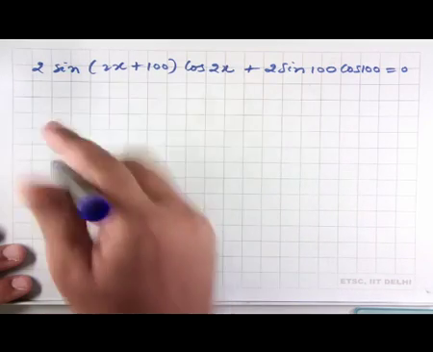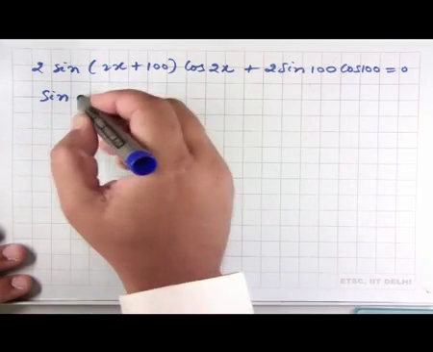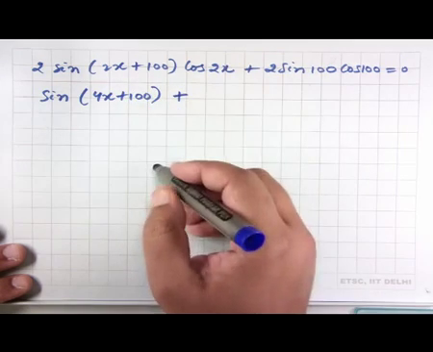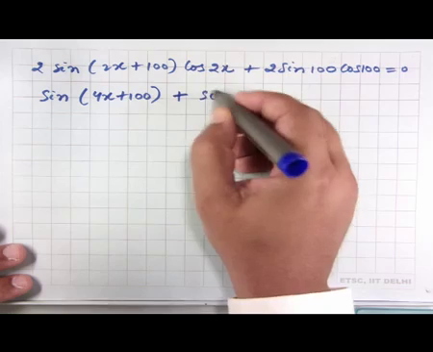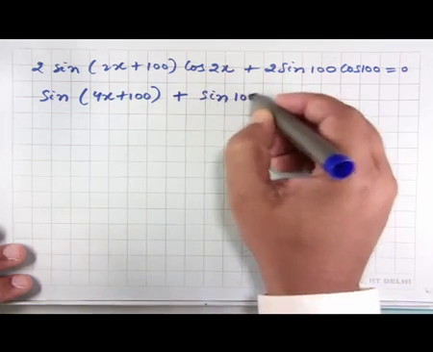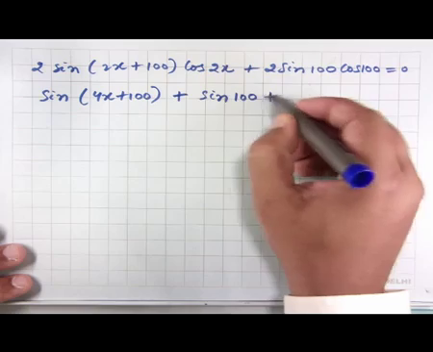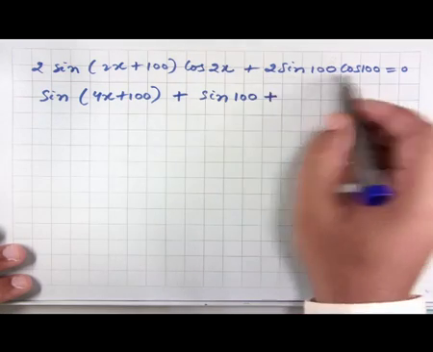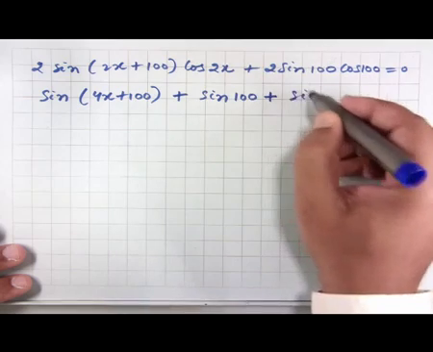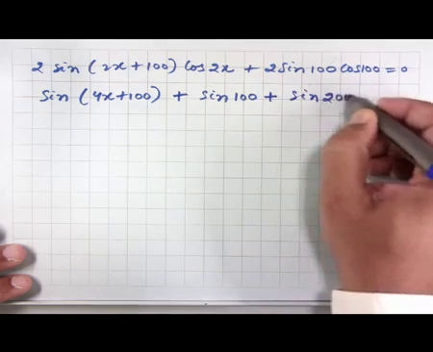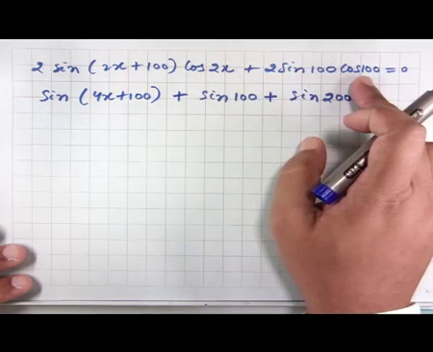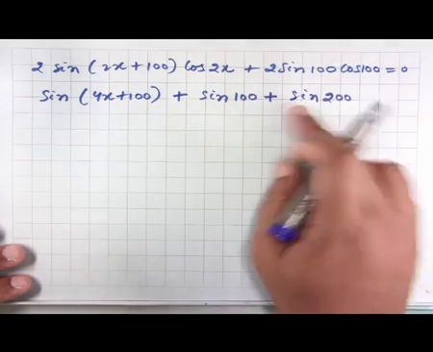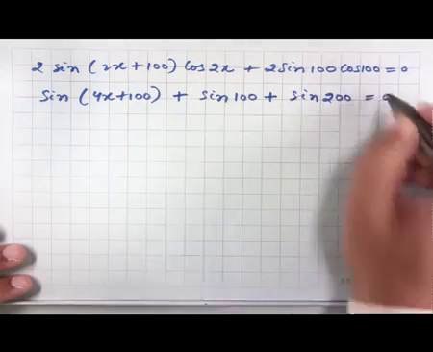So, this becomes sin of, so A plus B will give you 4x plus 100, and sin A minus B is going to give us sin of 100 plus, and this is, if you see the pattern here, this is sin of 200. This is of the form 2 sin A cos A. So, 2 sin A cos A is sin 2A, which is sin of 200, equals 0.